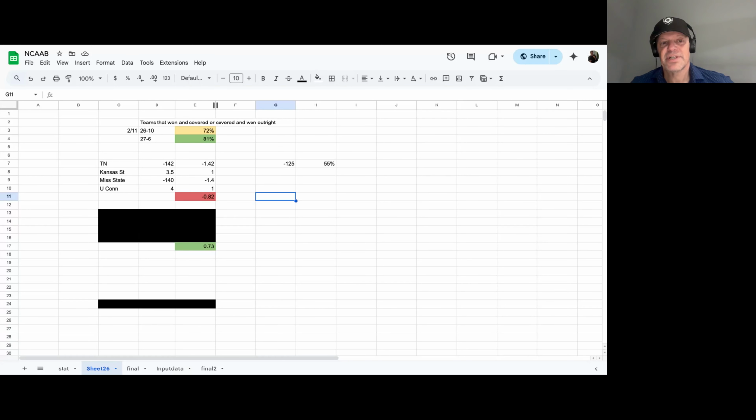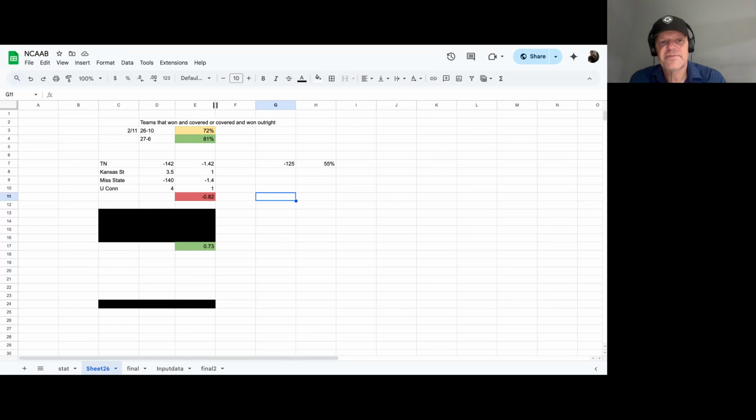Kansas State, again, this is a really good card. You'll see that in a second. +3.5. He wins that, but he only wins 1. So not only did they cover, they won outright. And then Mississippi State, he does the same thing there, -140. That was a loss. And again, I'm using the closing line for bookmaker, but you can use whatever line you want to. It's still going to end up a losing card, okay? But just where I got those numbers from, full disclosure.